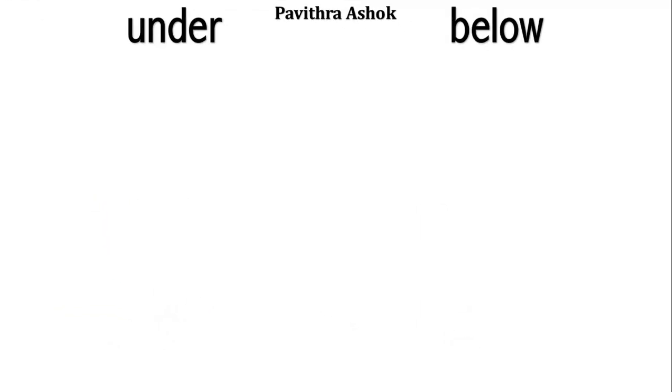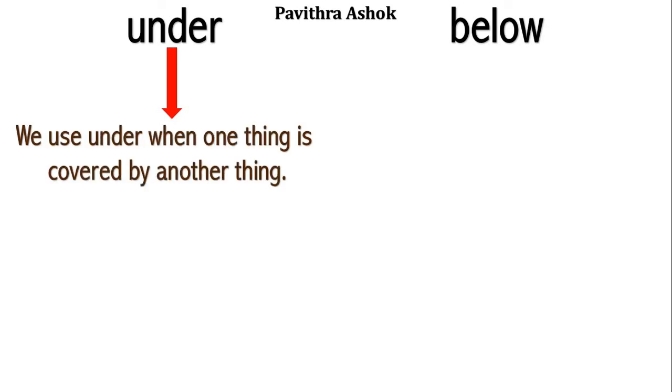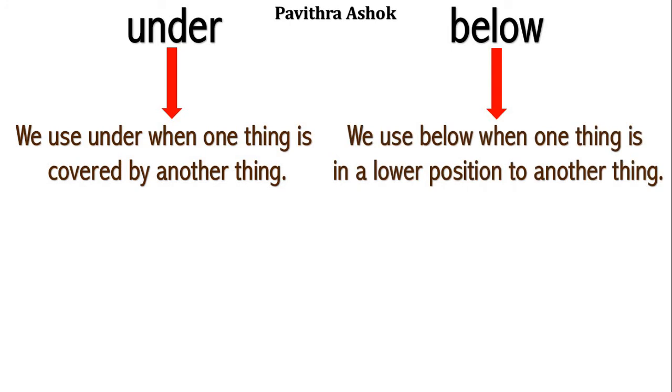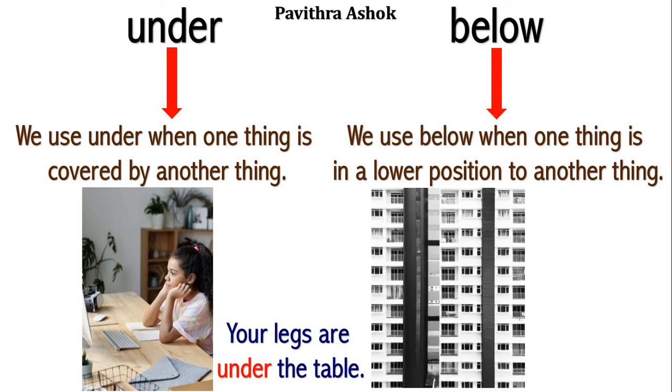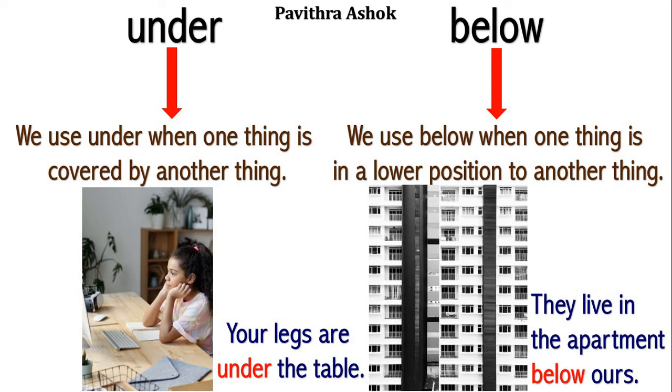Next we'll move on to under and below. We use under when one thing is covered by another thing. We use below when one thing is in a lower position to another thing. When you are sitting at a table, your legs are under the table, not below, because your legs are covered by a table. They live in the apartment below ours. Why here below? As I have already told you, we use below when one thing is in a lower position to another thing. There must be a gap between two things.